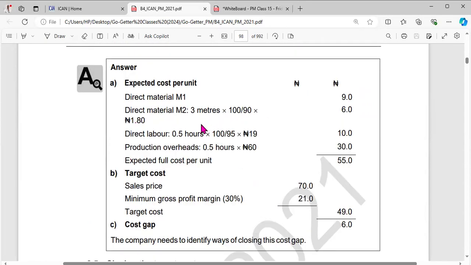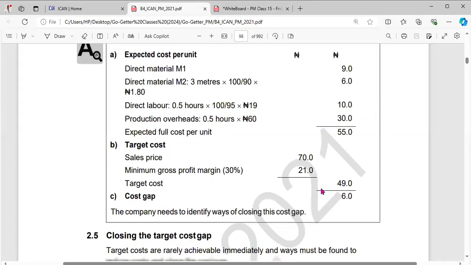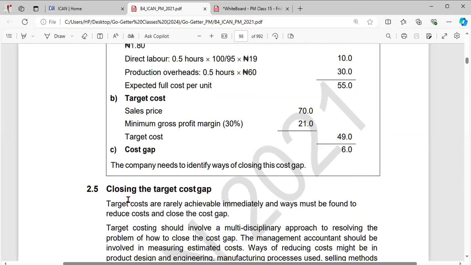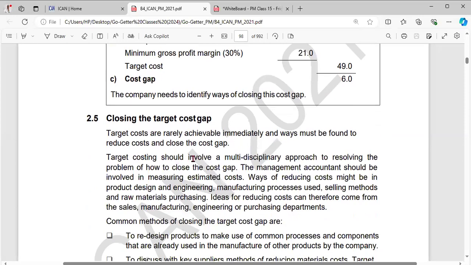Still the same thing. All right, so cost gap is 6. Now, closing the target cost gap.